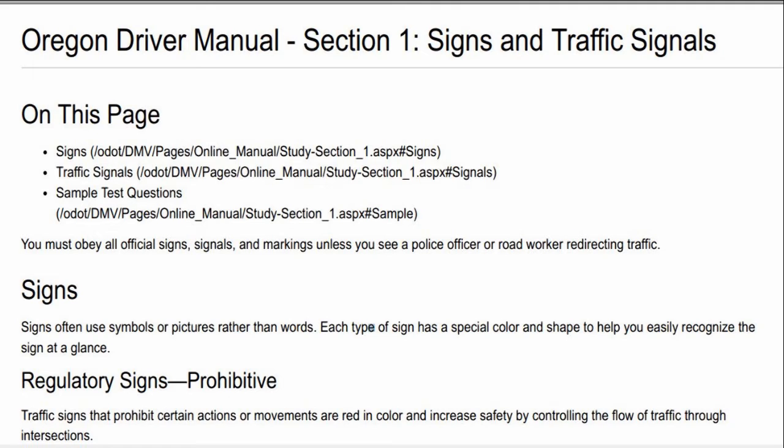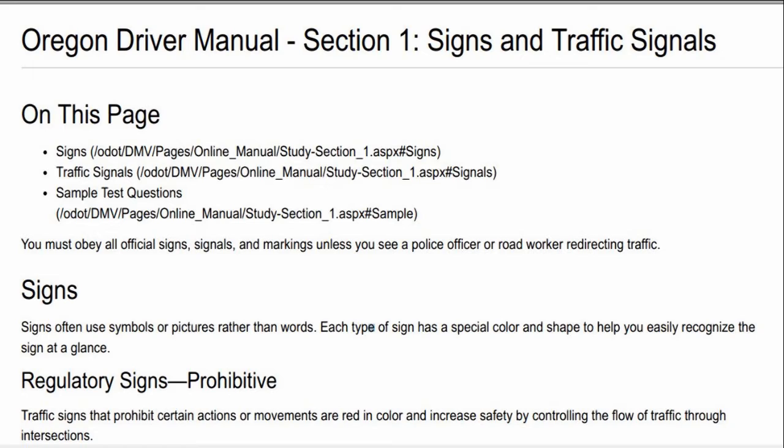Page 6. Study for your tests. Page 7. 1. Signs and traffic signals. You must obey all official signs, signals, and markings unless you see a police officer or road worker redirecting traffic.